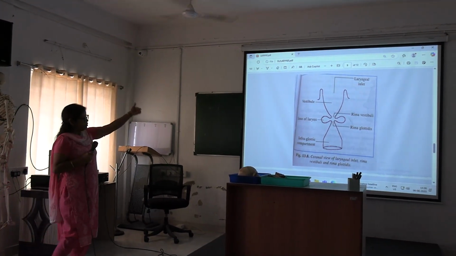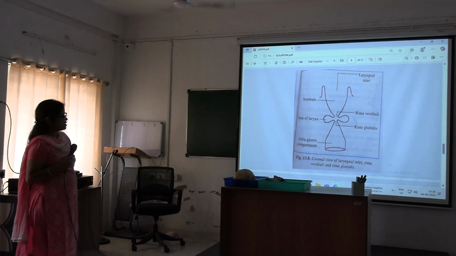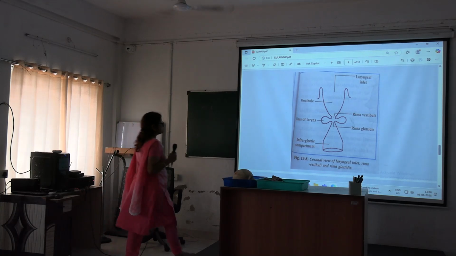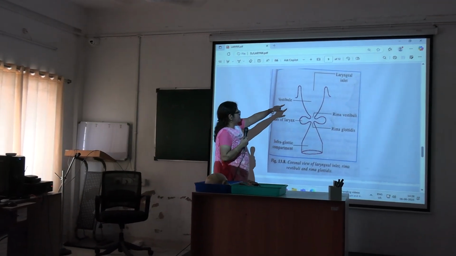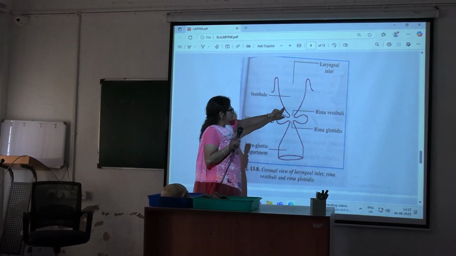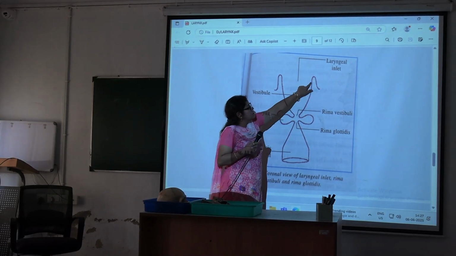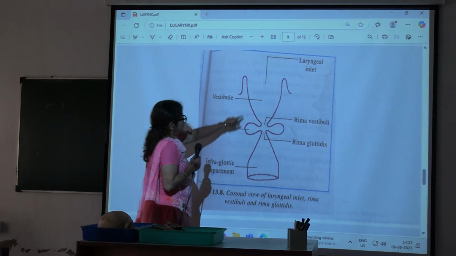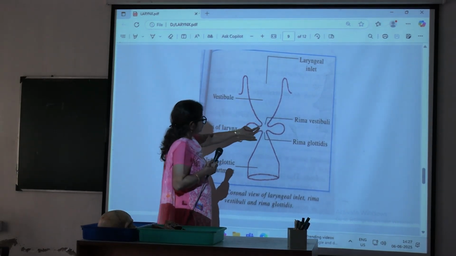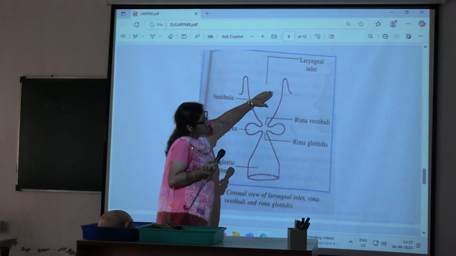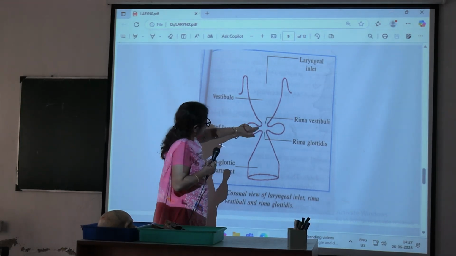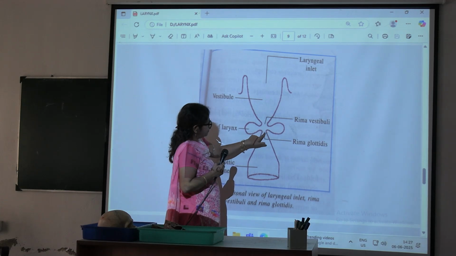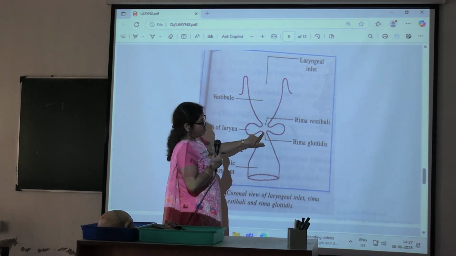Now this is the coronal view of the laryngeal inlet with rima vestibuli and rima glottidis. If you go through this picture, this is the laryngeal inlet. So this must be the aryepiglotticus muscle and the aryepiglottic fold. And here is the membrane. This is the quadrate membrane, and that will create the vestibular fold. And these two are the vocal folds, the true vocal folds.